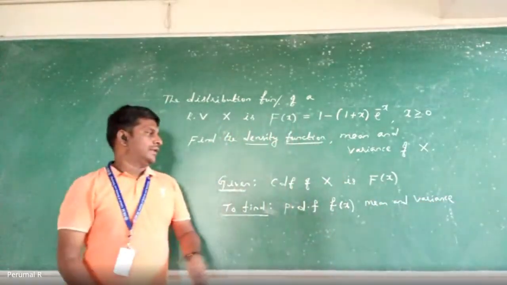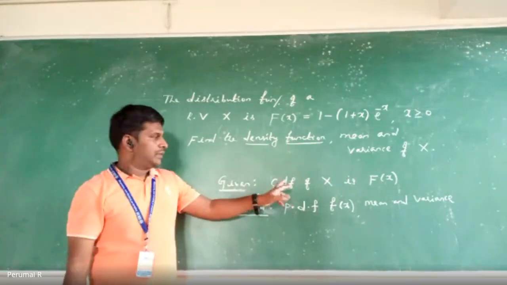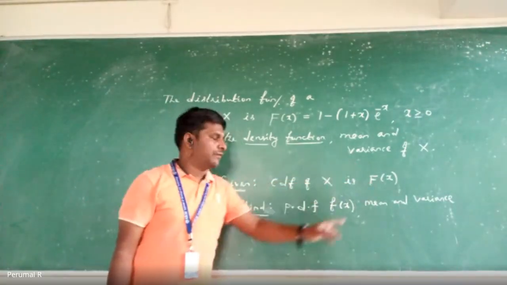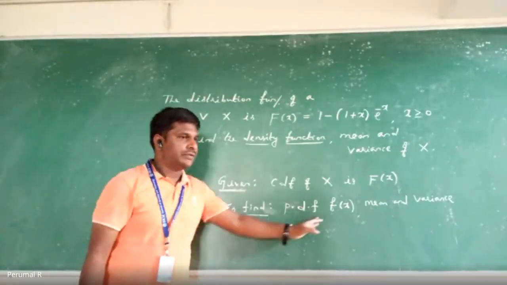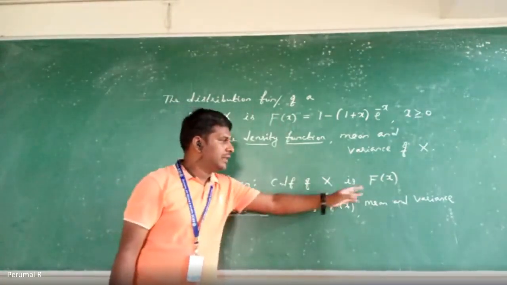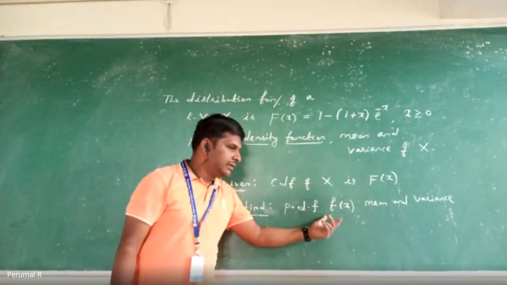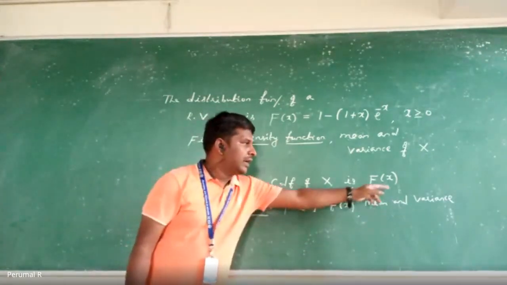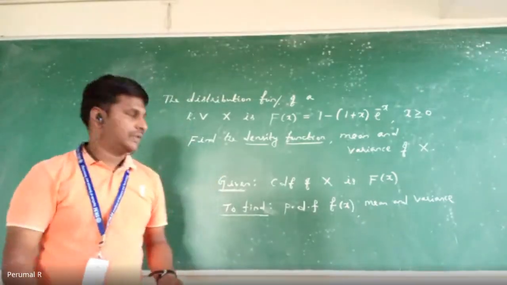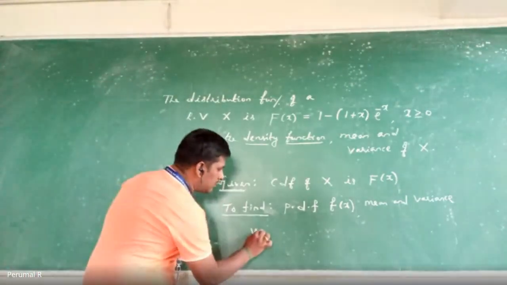Okay, so in the given problem, the cumulative distribution of the random variable, capital F of x, is given. We need to find the PDF from the cumulative distribution function, and after getting f of x, we should find the mean and variance. So how do we get that? We know the formula.